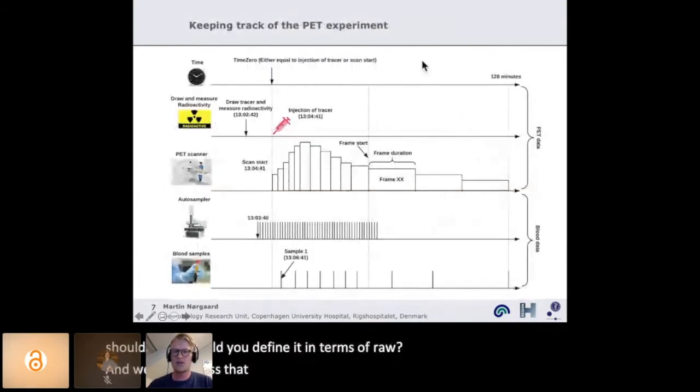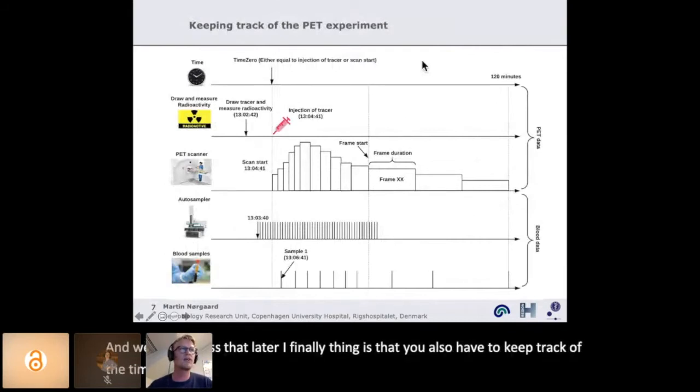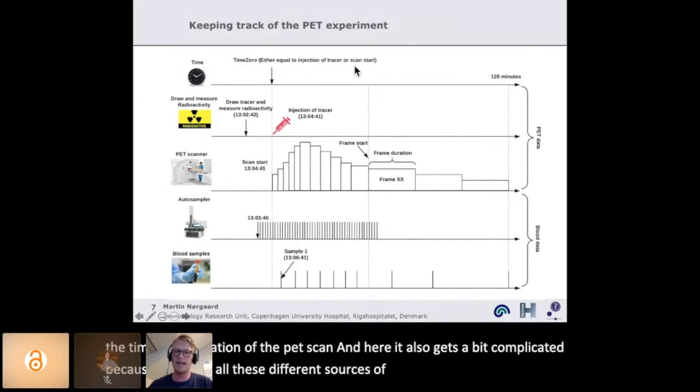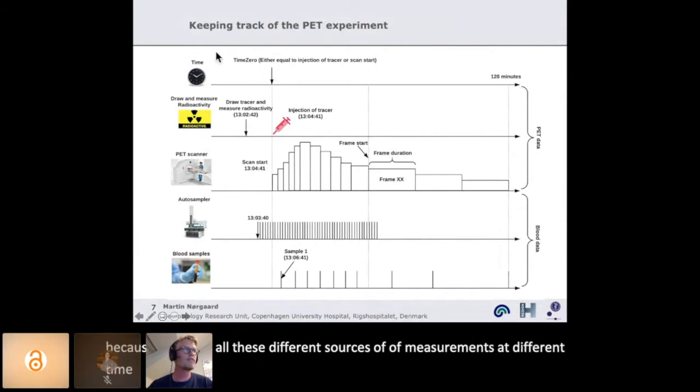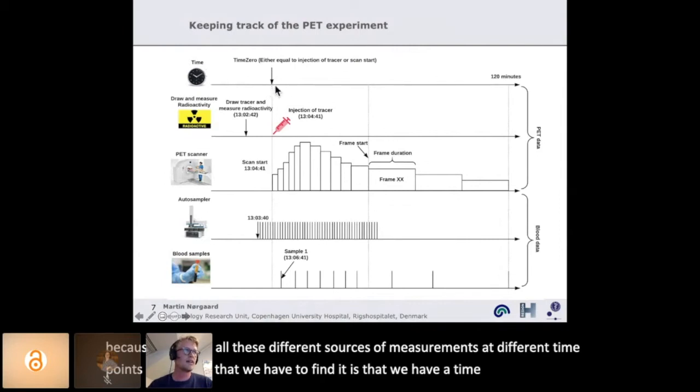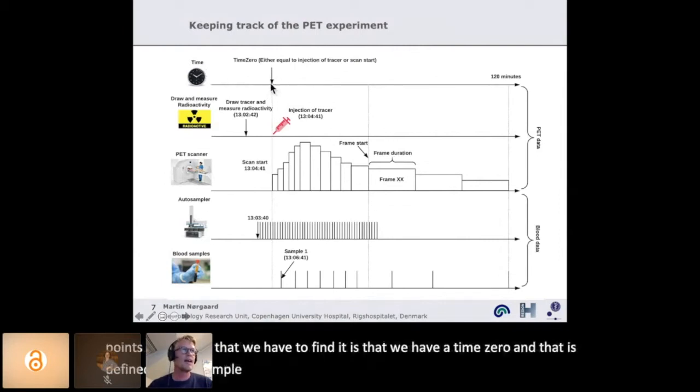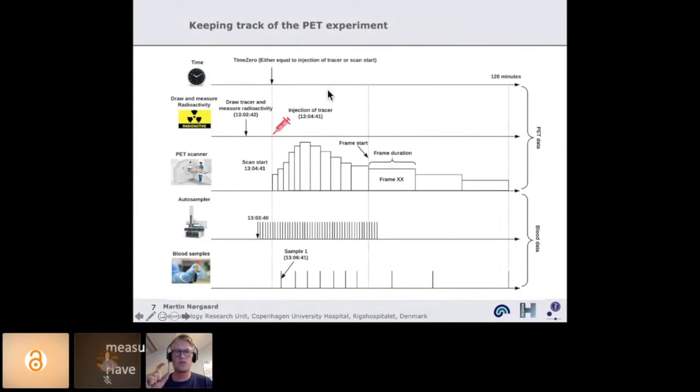A final thing is that you also have to keep track of the timing information of the PET scan. And here it also gets a bit complicated, because you have all these different sources of measurements at different time points. So the way that we have defined it is that we have a time 0, and that is defined as, for example, this time point. And we require that all the other measurements have been scaled, or at least changed, according to this time 0.